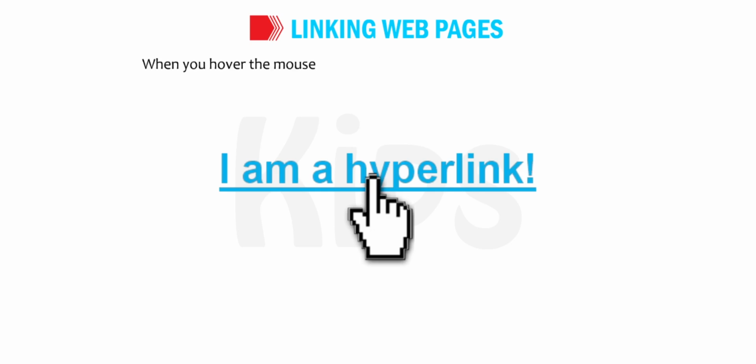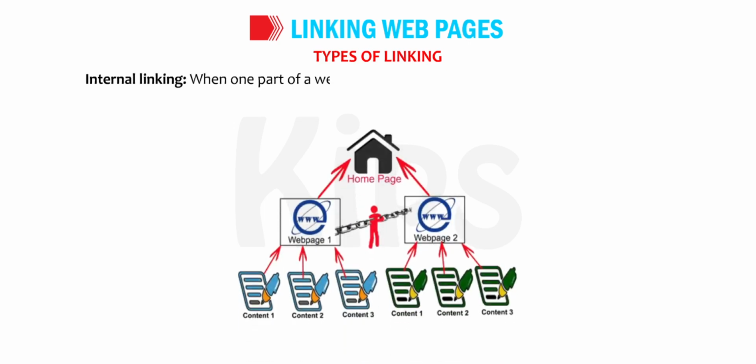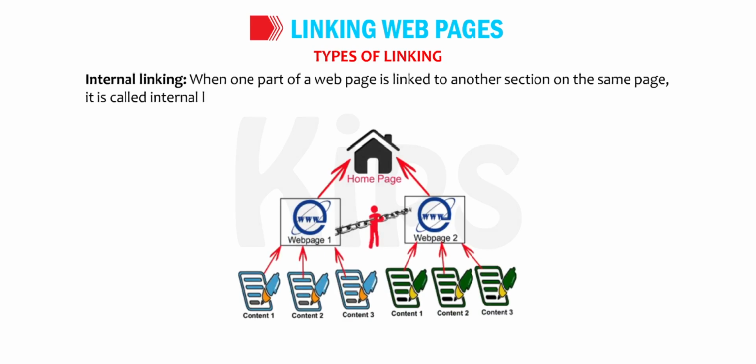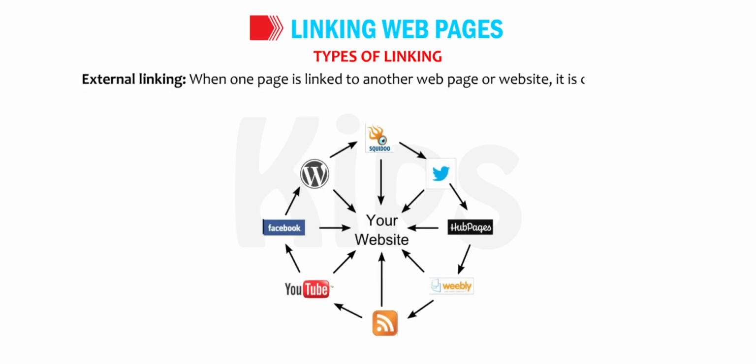When you hover the mouse pointer over a link, it will turn into a little hand. Types of linking: internal linking, external linking. Internal linking: when one part of a web page is linked to another section on the same page, it is called internal linking. External linking: when one page is linked to another web page or website, it is called external linking. Okay, let's know more.